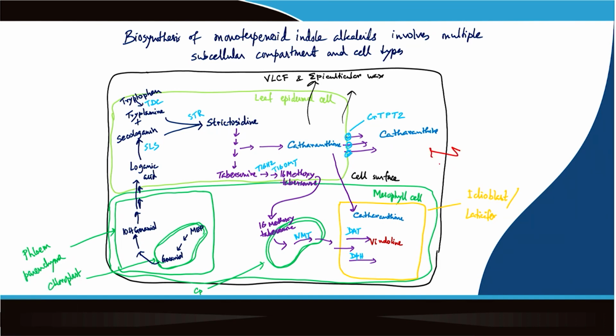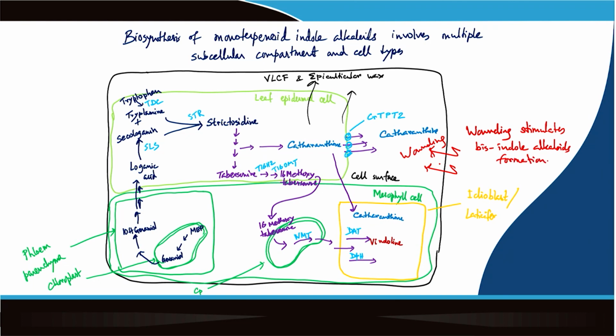in the cell, and when wounding happens, that basically stimulates the vinblastine formation. So, wounding stimulates bisindole alkaloids formation. Bisindole alkaloids means these dimers.